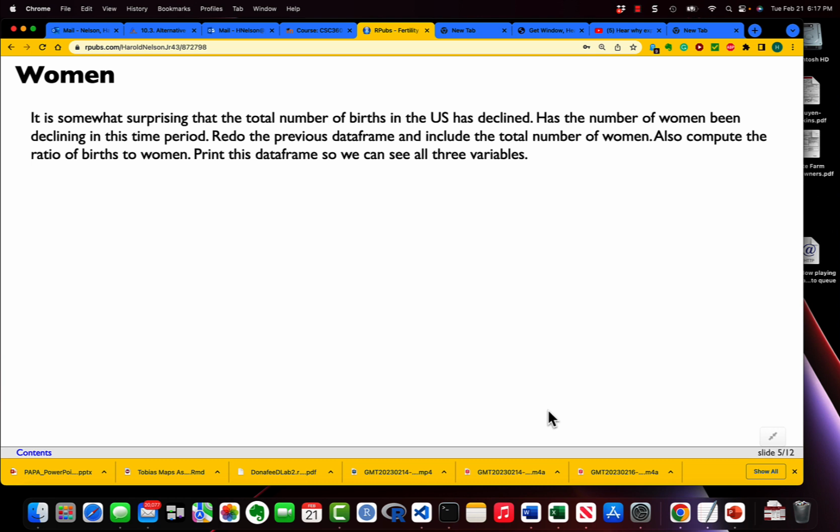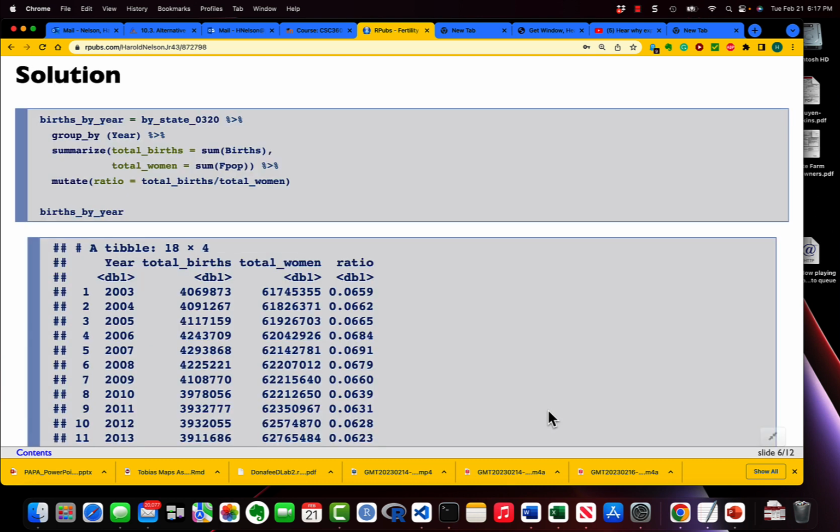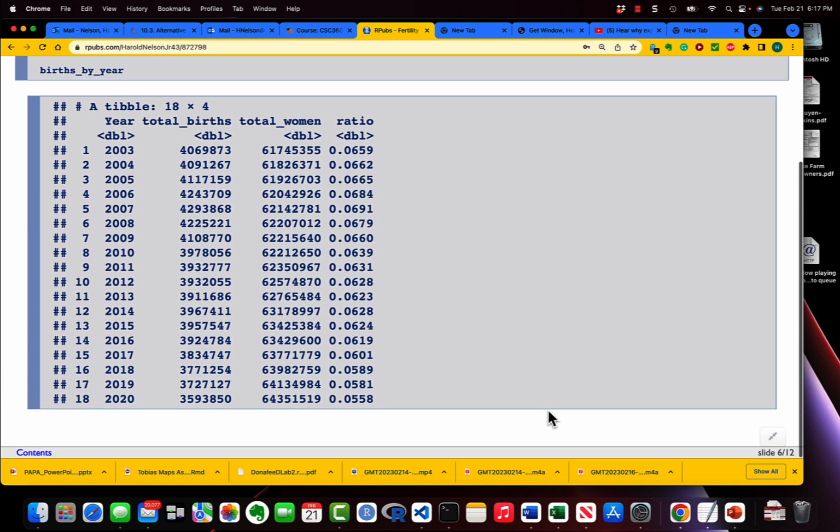Okay, you're back. So here, look at the total women column, and you can see, did they drop? No, it went from 617 to 643. No, it definitely didn't drop. Okay. The births dropped quite a lot. And the reason why the births dropped is that the ratio has dropped. The ratio of births per woman.